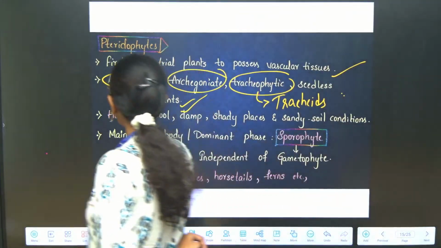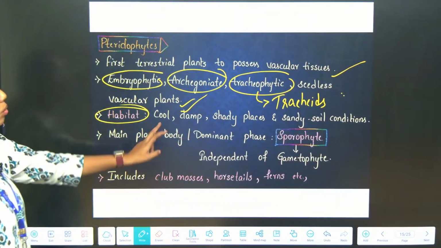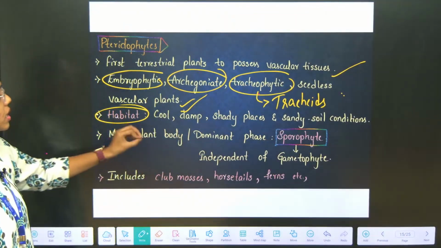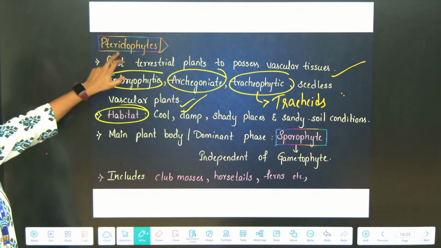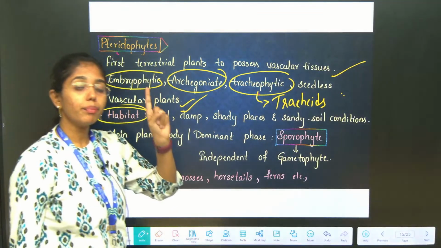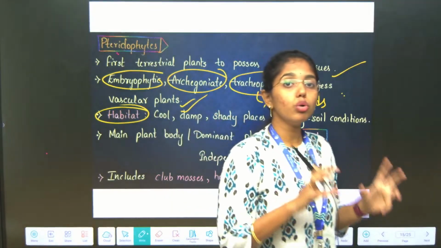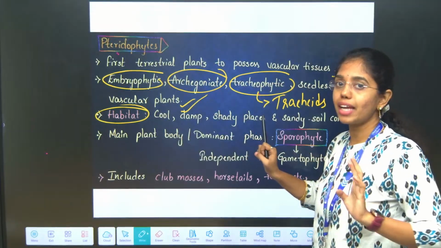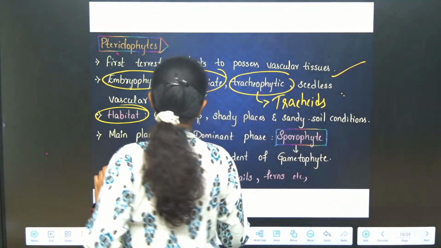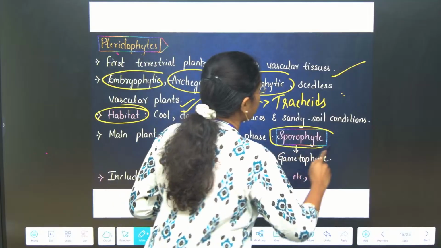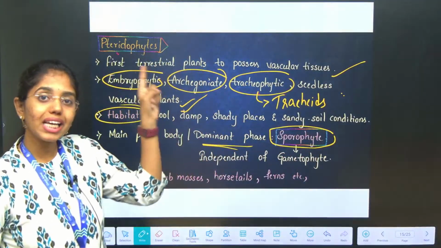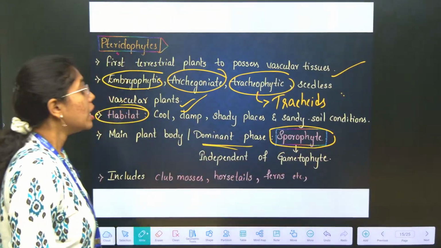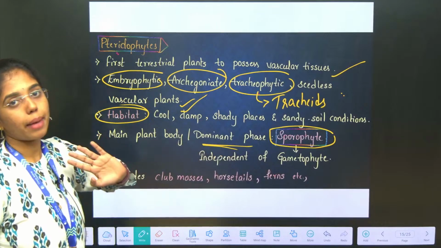Now, the habitat is cool, damp, shady places and sandy, soily conditions. This is the habitat of pteridophytes. If you look at bryophytes, the habitat is cool, damp and shady places. Here it is cool, damp, shady and soily areas also. And here the main or dominant plant body is the sporophyte. There in bryophytes the dominant plant body is the gametophyte. Here in pteridophytes the dominant plant body is the sporophyte. The sporophyte is independent of the gametophyte here.